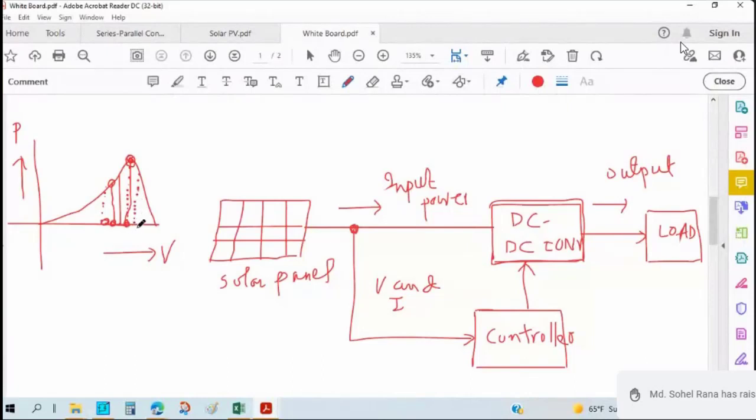If we increase the voltage further, the power will increase or decrease? Decreases, sir. Okay, decreases. So we will consider this point as the maximum power point. We will try to operate the solar panels at this point, at this voltage. Then it will generate maximum power from the solar panel. So for that purpose, we will be using this one.